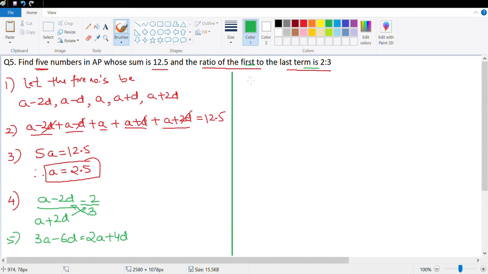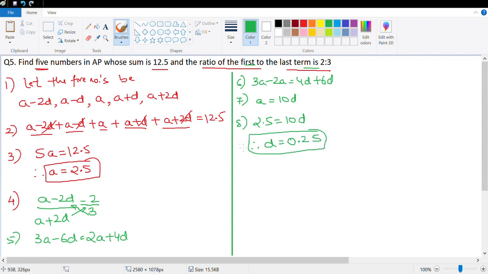So that tells me 3a minus 2a is equal to 4d plus 6d. a is equal to 10d. I know the value of a already, which is 2.5, is equal to 10 times d. Therefore, d is equal to 0.25. So let's see what we need to calculate. 5 numbers in an AP.